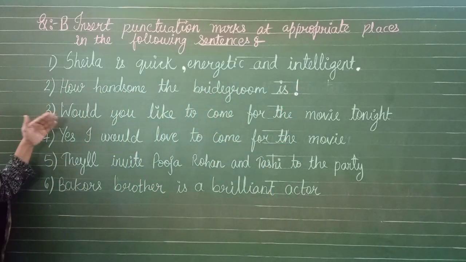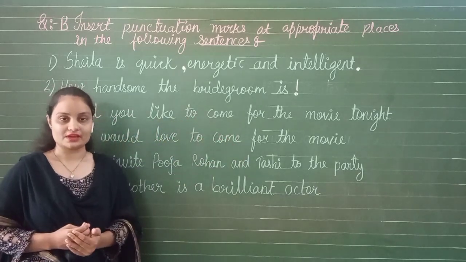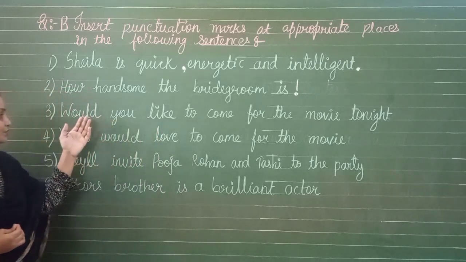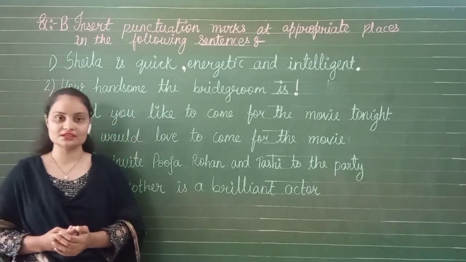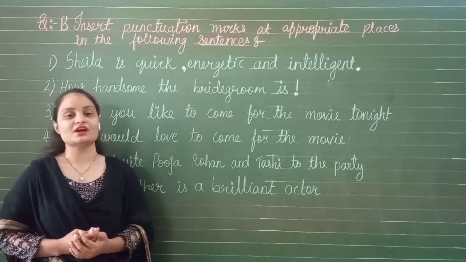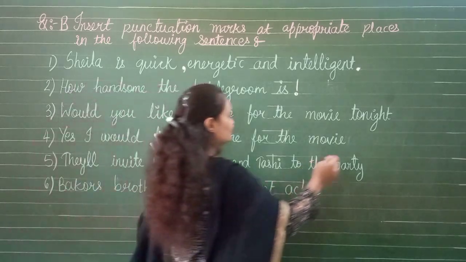Then third is, would you like to come for the movie tonight? What is this sentence? Would you like to come for the movie tonight? It means we are asking a question, and then we will add a question mark. So that's it.